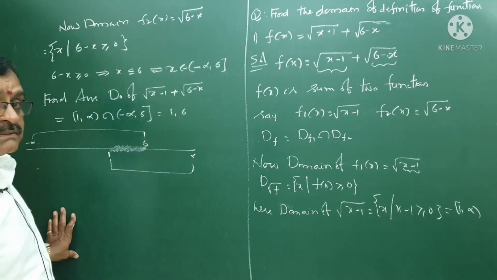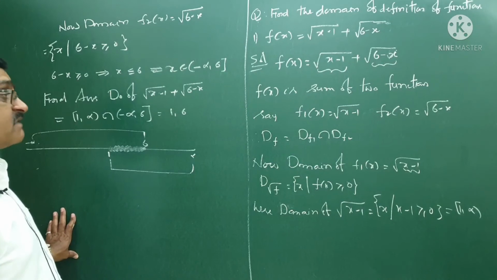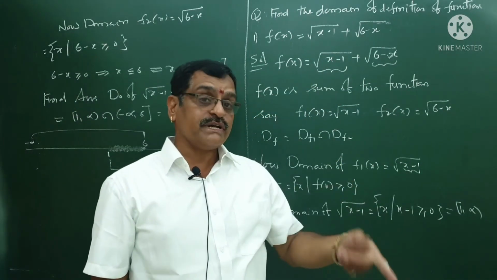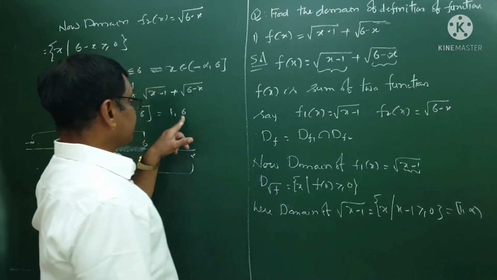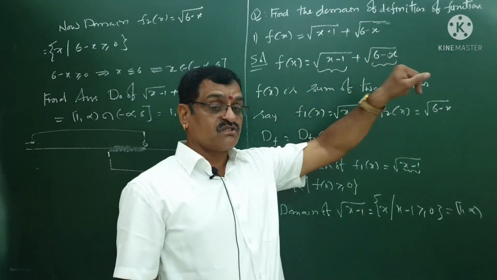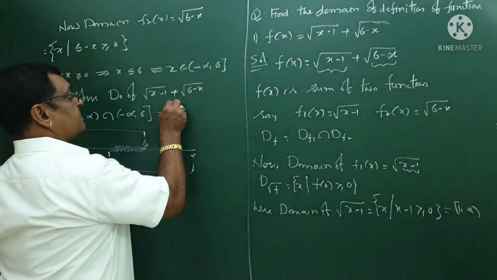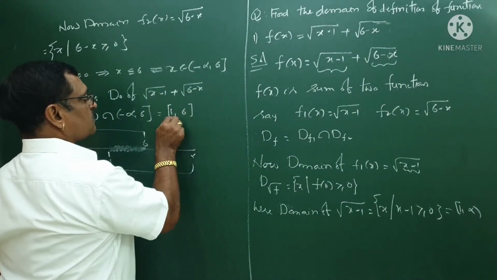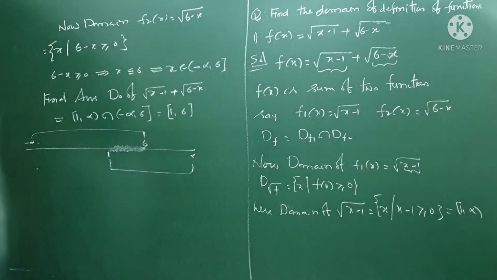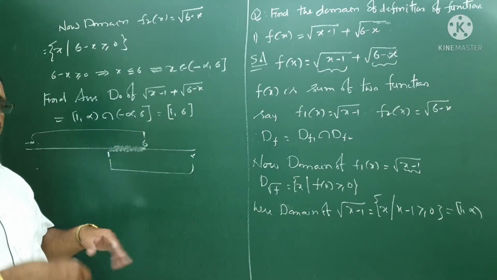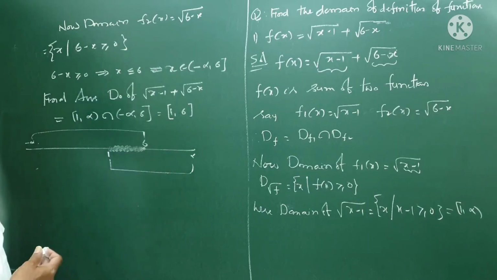Can I take 1? Yes, I can take 1. If I take 1, 1 minus 1 is 0, and root 0 is valid. Can I take 6? Yes, I can take 6. 6 minus 6 is 0, so root of 0 is also valid. So finally, my answer is this. That's the answer. So, this is the first question. That's why I explained each and every step. From the next question onwards, we can move faster.